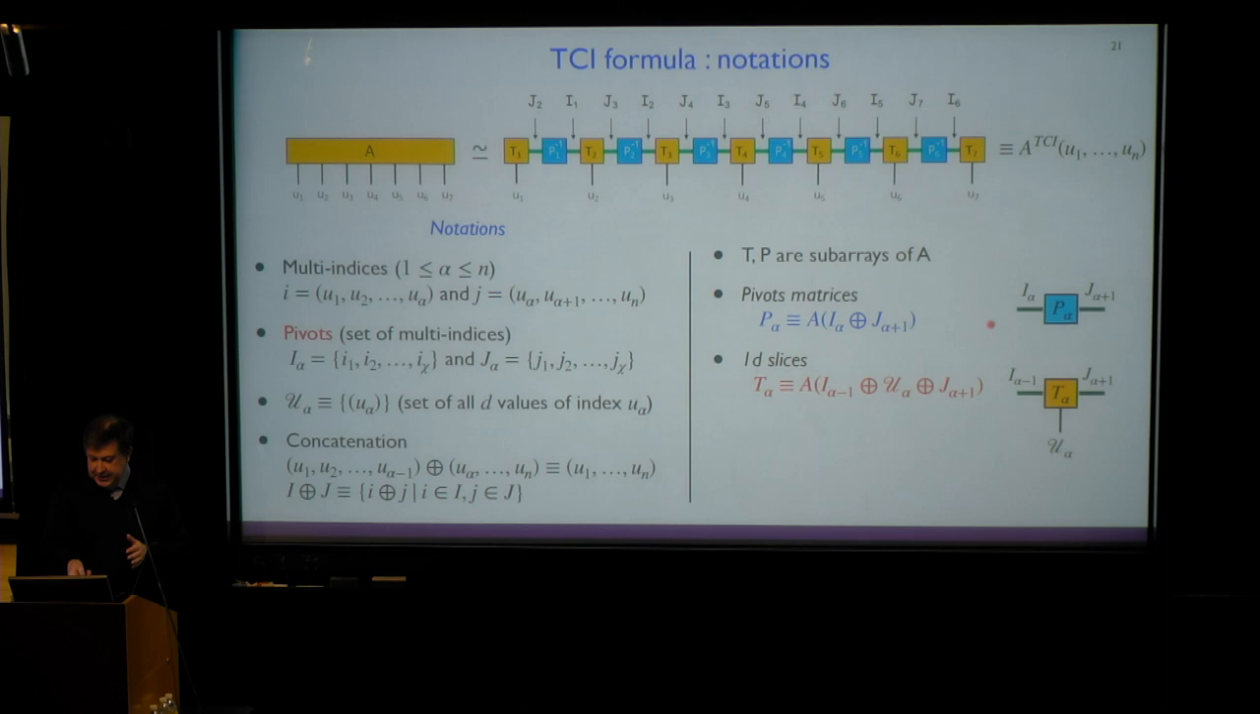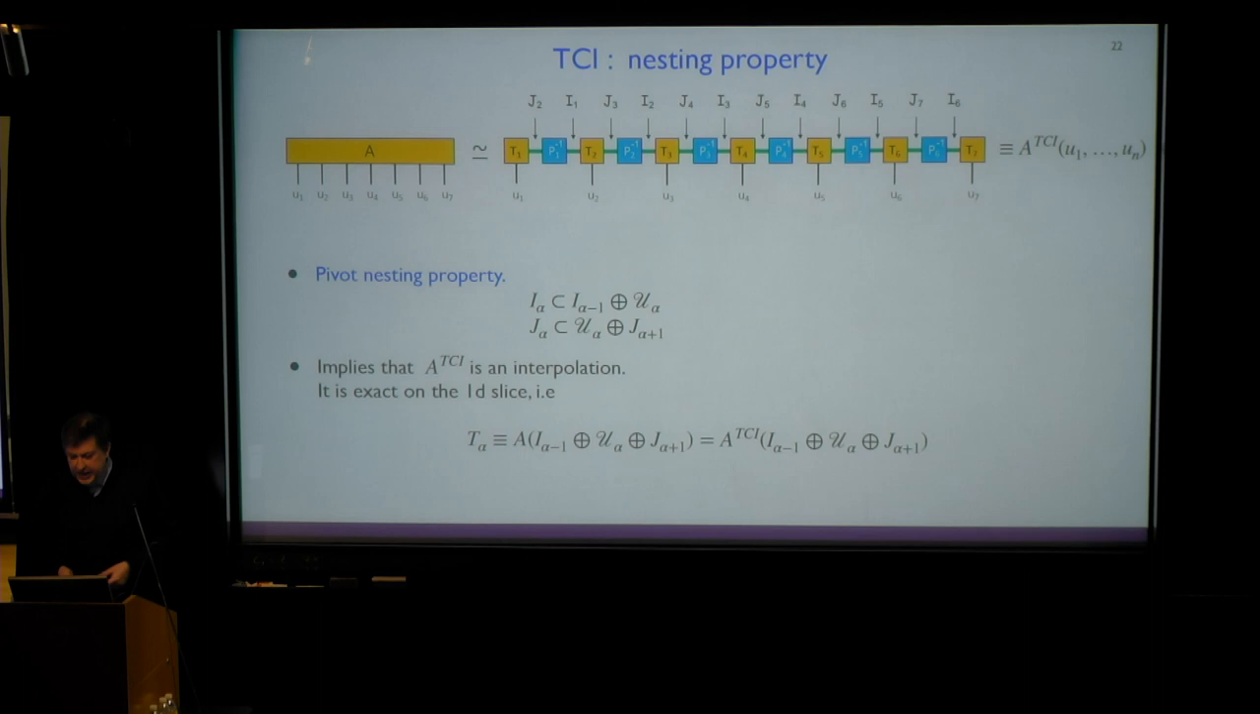And you have all sorts of finite number of indices in between. The fundamental property is that all of these indices have to respect what's called a nesting property, which loosely speaking is to say if I have my multi-index at some rank, I chop the last one, it is included in the pivots of lower dimension. And this ensures the property of interpolation, meaning that if you evaluate your TCI approximation on the one-dimensional slice, it is exact. It's giving you exactly the slice. So it's an interpolation in the whole one-dimensional slices.